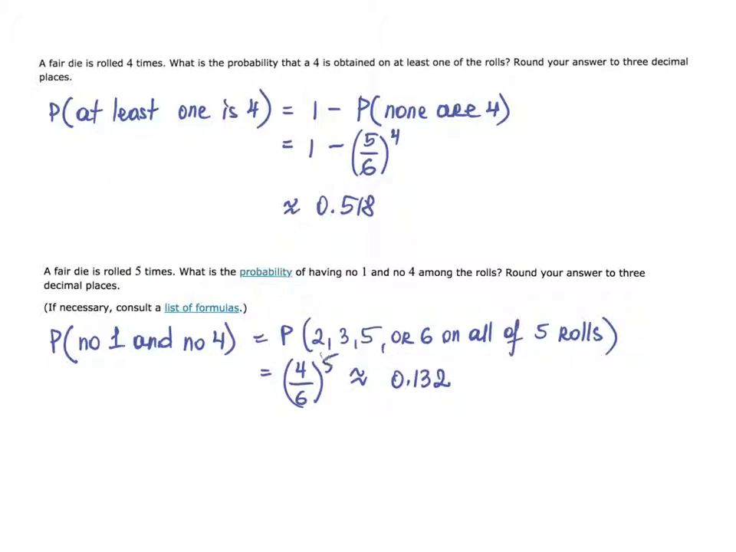There are 4 possible options out of 6 available, so 4 out of 6 is my probability of getting any of these. Since I'm doing it 5 times in a row, I raise this quantity to the 5th power, and the result is 132 thousandths when rounded to 3 decimal places.